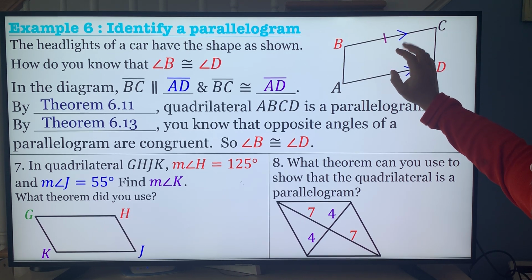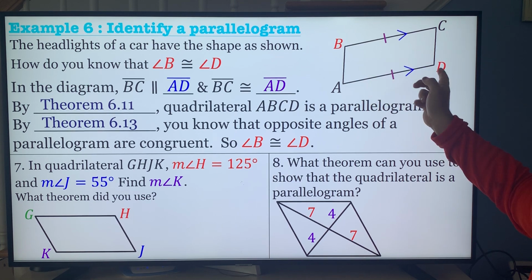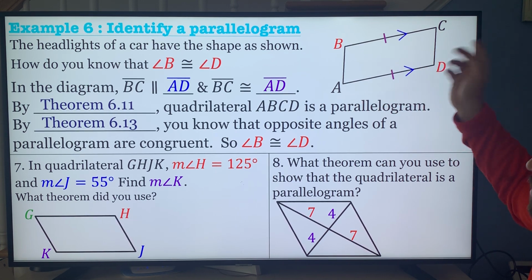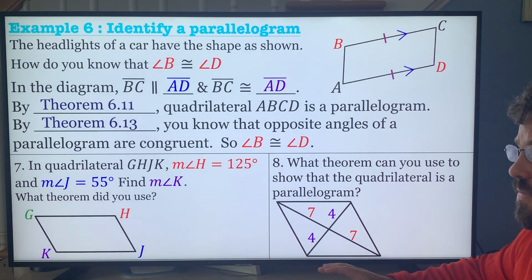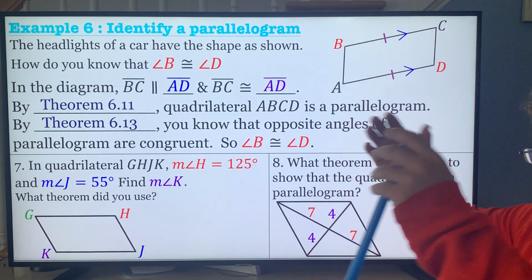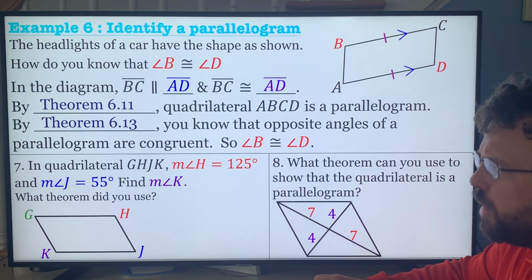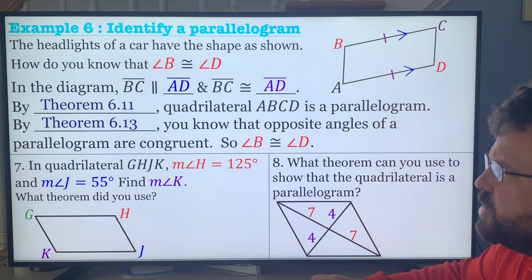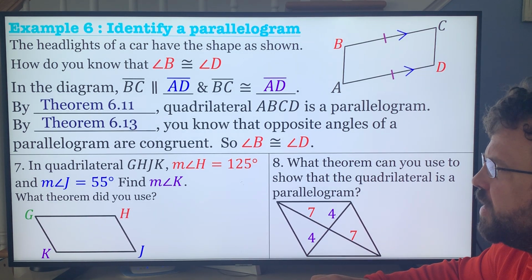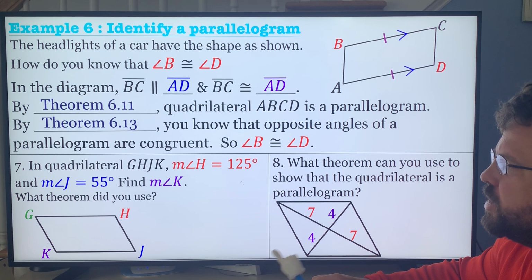Once we know it's a parallelogram, we can use all the other rules. Opposite sides are equal, opposite angles are equal, opposite sides are parallel, all that fun stuff. So you use the one theorem to prove it's a parallelogram, and then all the other theorems spew out of that one.